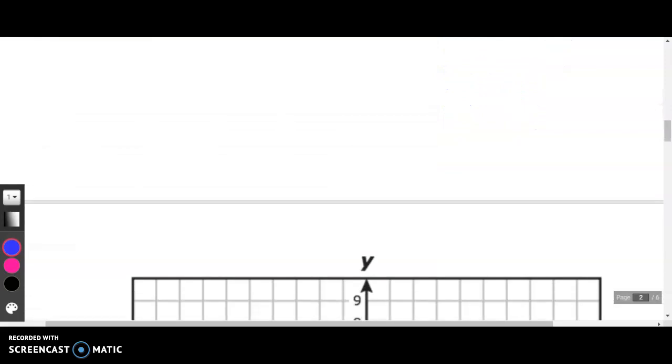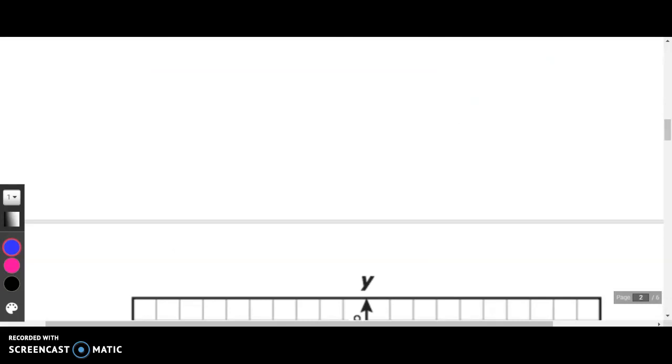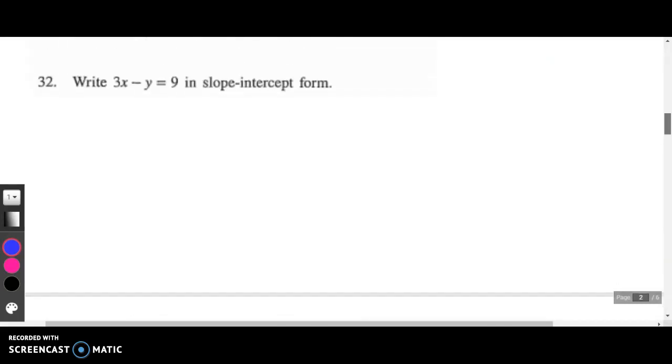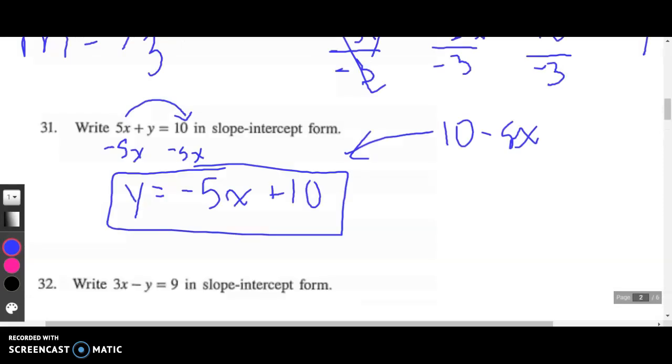And then number 32 asks us again to write this equation in slope-intercept form. My goodness.